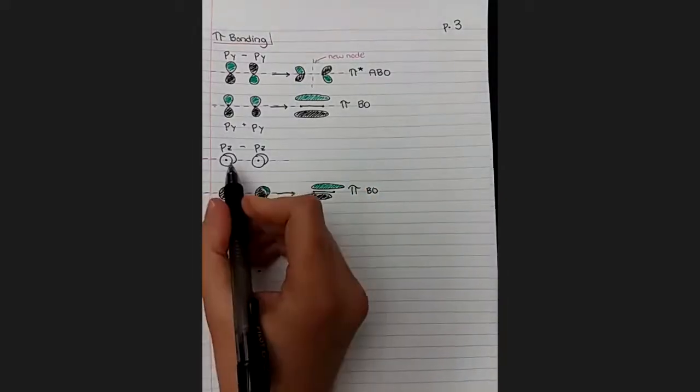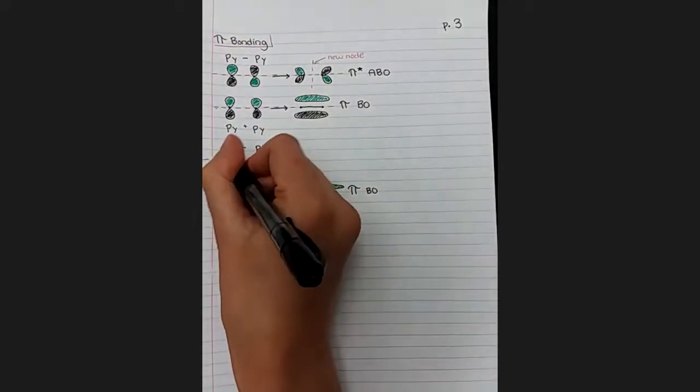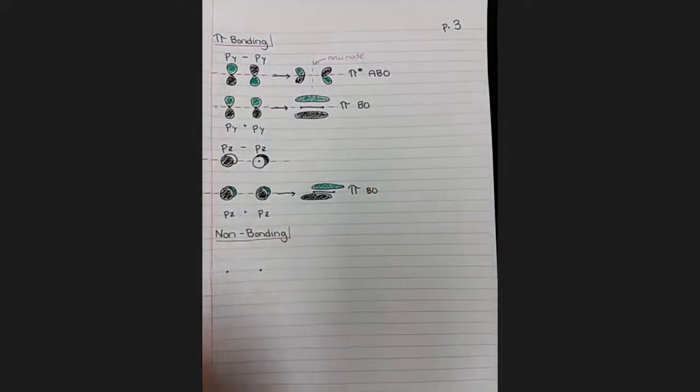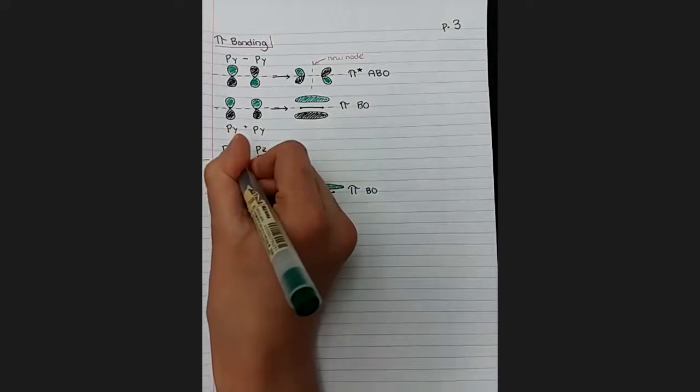And then for our out-of-phase overlap, we're going to purposely orient the orbitals so that we have the opposite phases overlapping with each other.